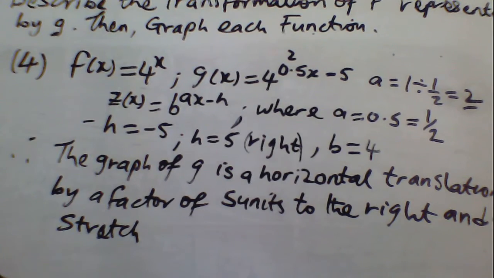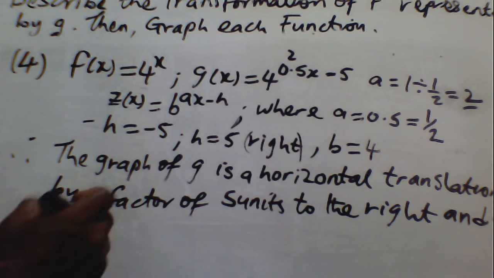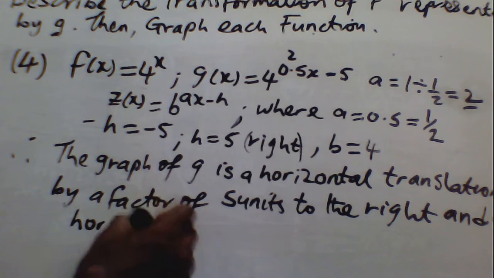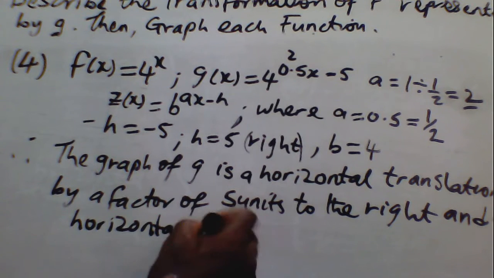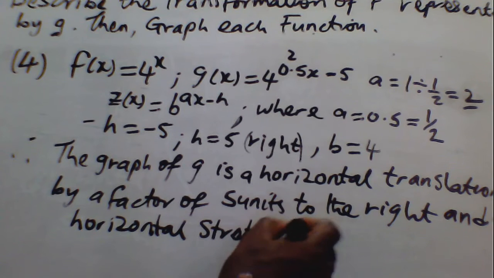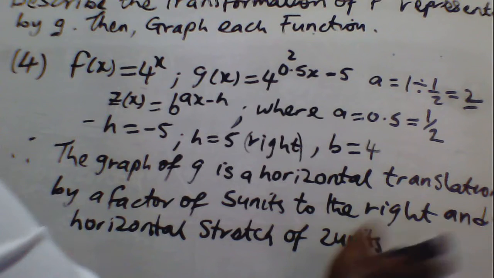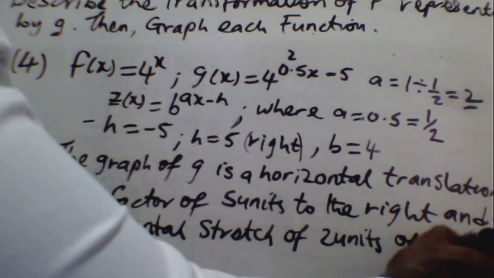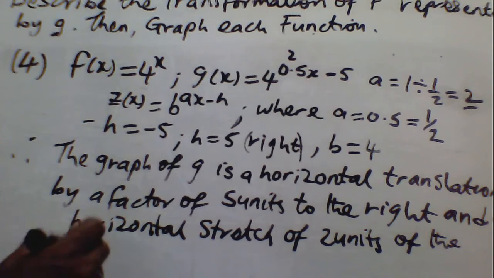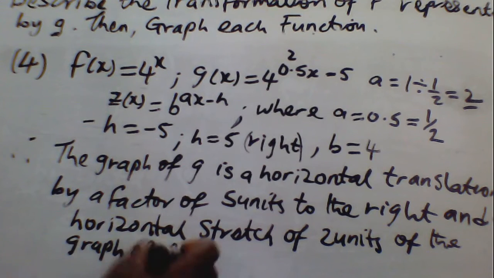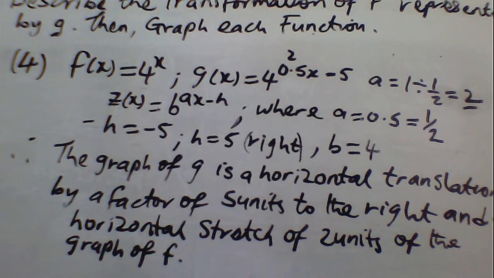And a horizontal stretch. I hope you are following. Horizontal stretch of 2 units of the graph of f. So this is the description. The graph of g is a horizontal translation by a factor of 5 units to the right, and a horizontal stretch of 2 units of the graph of f.